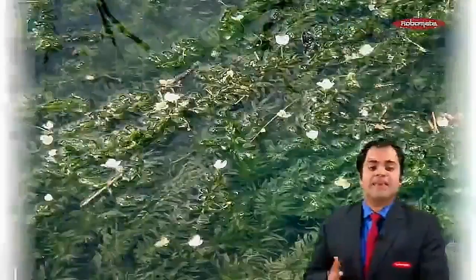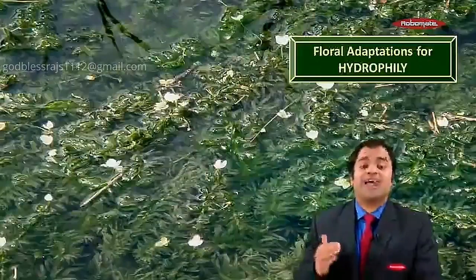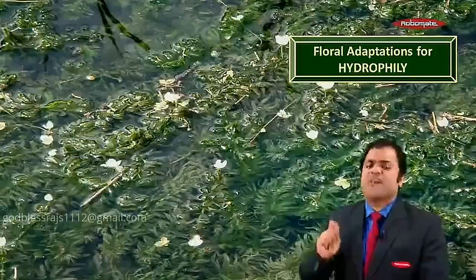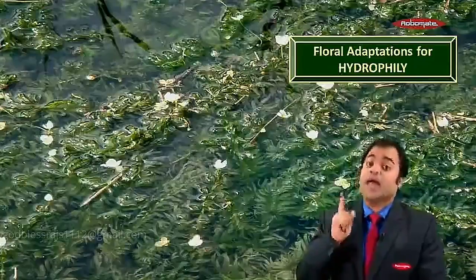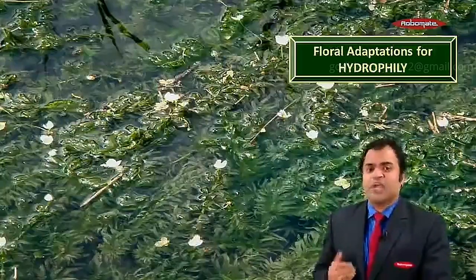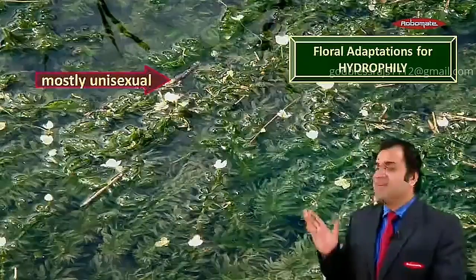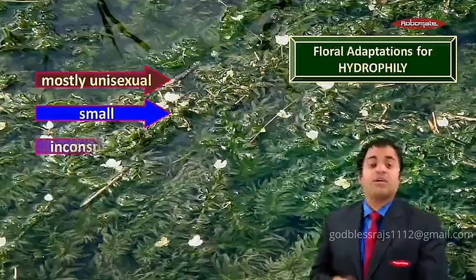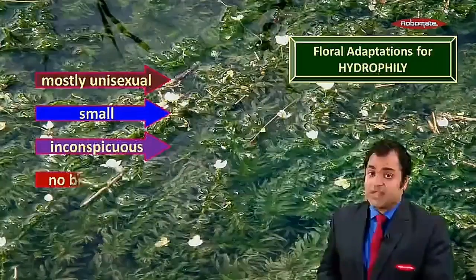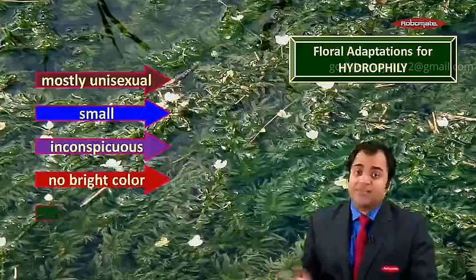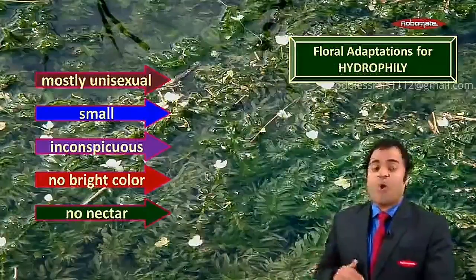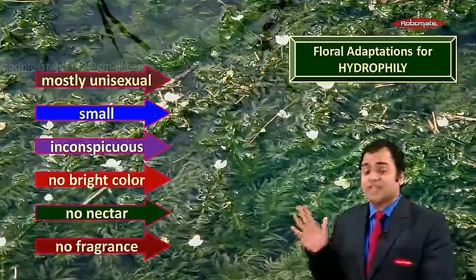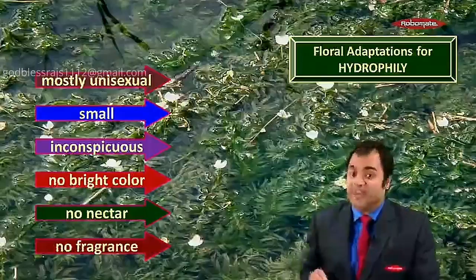Now let us see what should be some of the floral adaptations we need for hydrophily. Now these adaptations are very similar to anemophily or wind pollination. You will see that. Number one, flowers are mostly unisexual. Flowers are very small. Flowers are inconspicuous. They basically are not brightly colored. They show no nectar formation or they show no fragrance. So if you see these characteristics or adaptations, they are pretty much similar to anemophily, right?